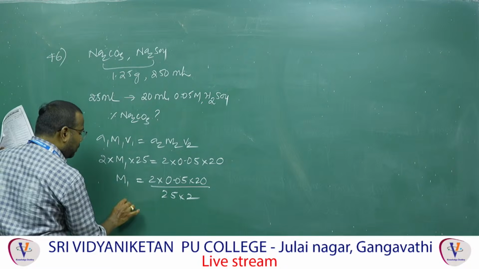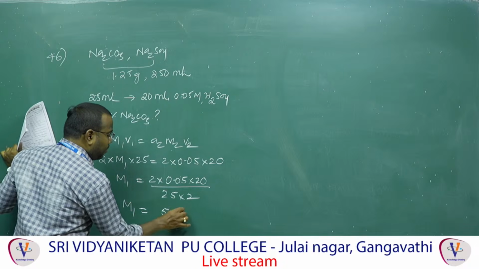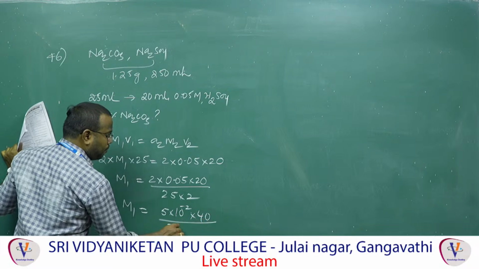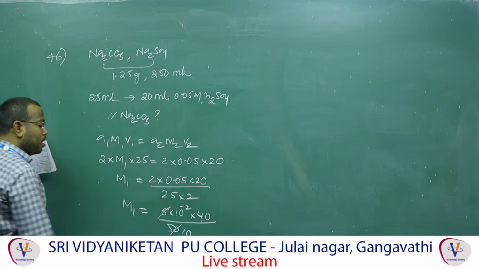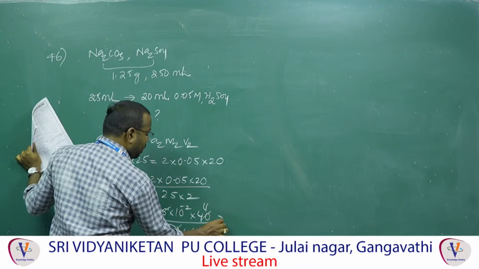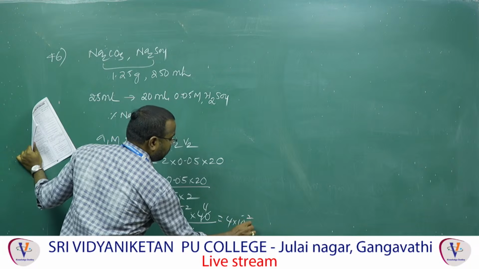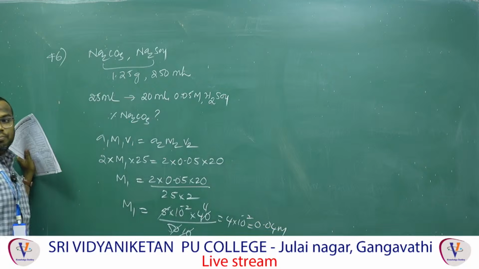When we calculate this, M1 equals 5 into 10 power minus 2 into 40 by 50. This gets cancelled 10 times, 10 in this 4 times, so it is 4 into 10 power minus 2, which is 0.04 molar.